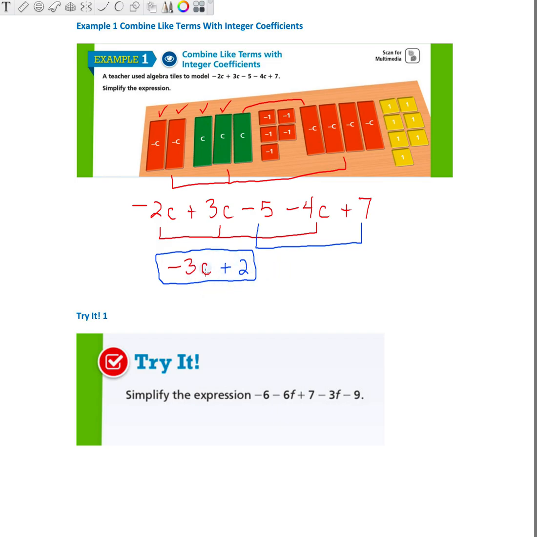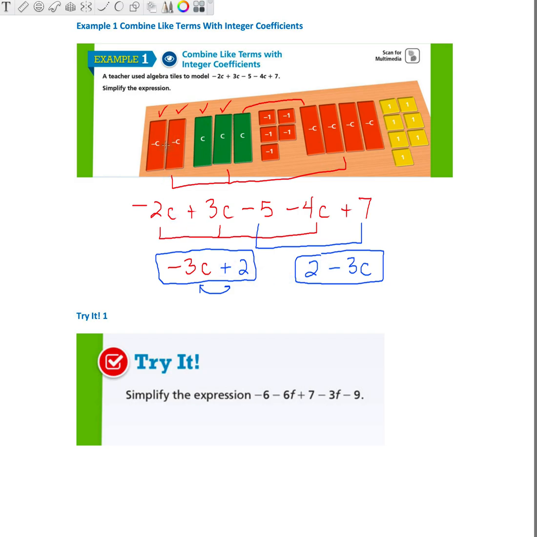If you wrote the constant part first, you could have 2 minus 3c. You could use the commutative property and switch those around. Either one of these forms is fine. One's not any better than the other. Most people will put the variable part first, but that's certainly not a requirement. So either form is fine.